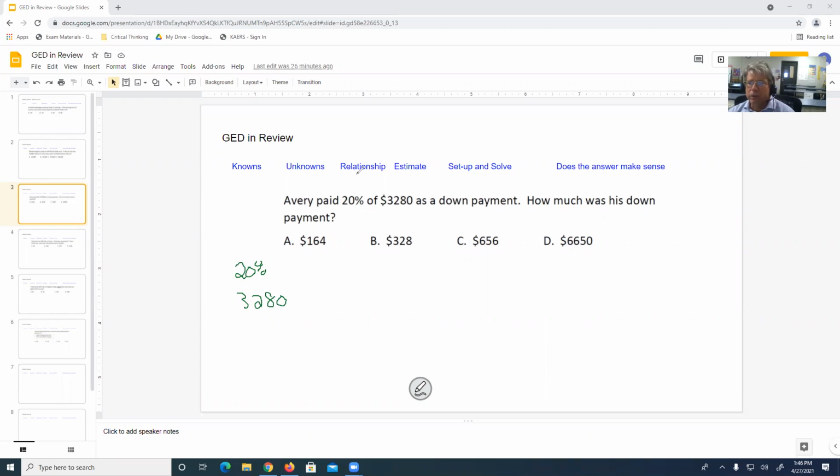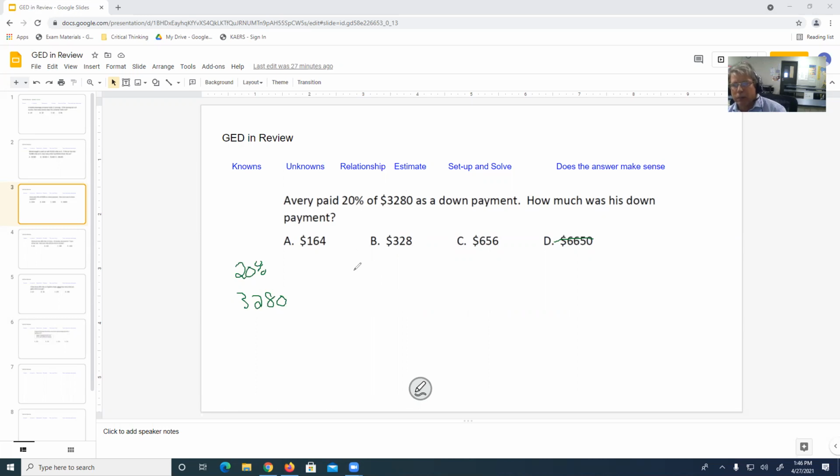So the relationship is a little tricky still, but based on an estimate right now, I can rule out D because he's only paying a portion of the 3,280. So I'm down to really A, B, and C as answers. Just thinking as my estimate there, I have to be under 3,280.